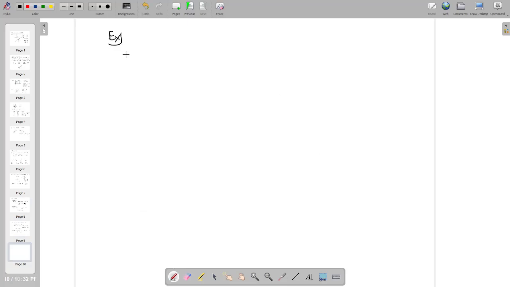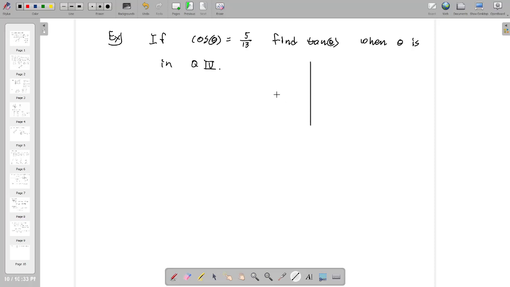Do another example. If cosine of theta is equal to 5 divided by 13, find tangent of theta when theta is in quadrant 4. You have to be careful here. And I'll show you a trick when you draw out your triangle. So a lot of times, we still want to use the unit circle, but we don't need to draw it every single time. Most of the time, what I do is just draw a triangle, but I know that my angle's in quadrant 4. I'm going to draw my triangle in quadrant 4. It's going to look like this.